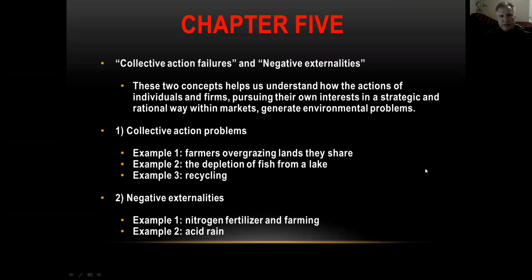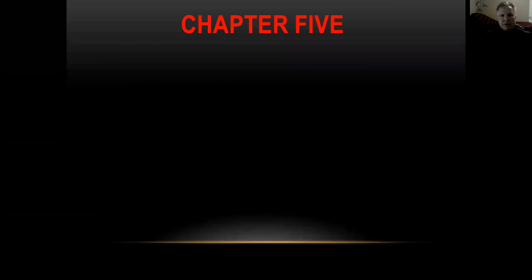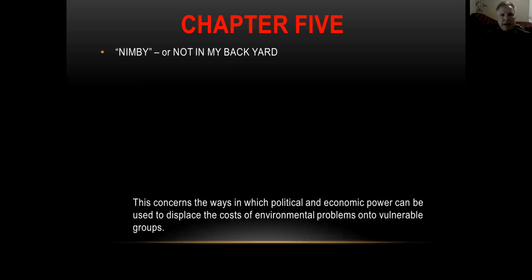So those are the two main economic concepts that I think are very useful to thinking about environmental problems and helping us think about ways to solve them. Another concept that the authors talk about is NIMBY, or not in my backyard. You may have heard this term, and it's often mentioned in the local media or other places. Maybe you've heard of it from another class. Sometimes people say NIMBYism, but NIMBY basically stands for not in my backyard.